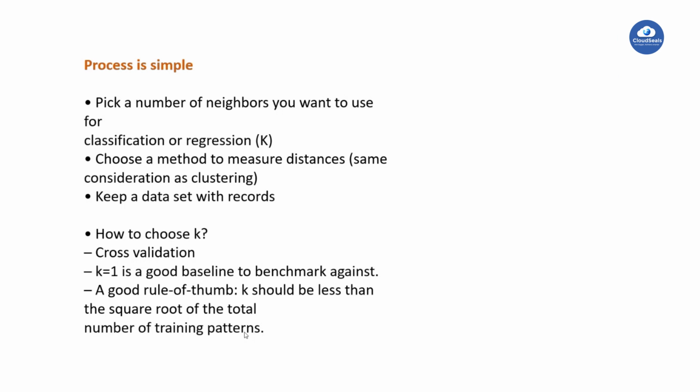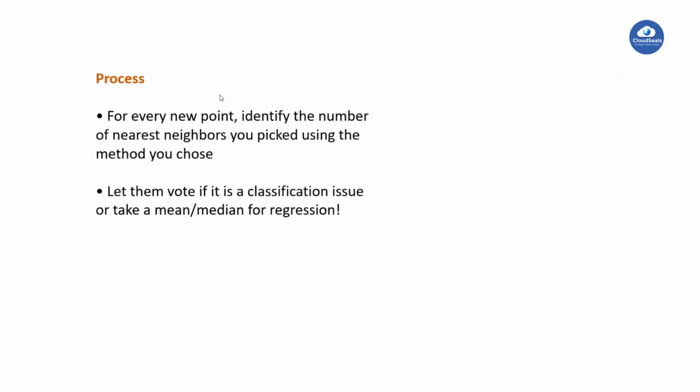So it is better to take a K value less than 10. For every new point, identify the number of nearest neighbors you picked using the method you choose. What we'll do first, we'll take one data point which is very near to class 0. Then we need to identify the number of nearest neighbors, that is, the number of data points which are very close to that data point which belongs to class 0.